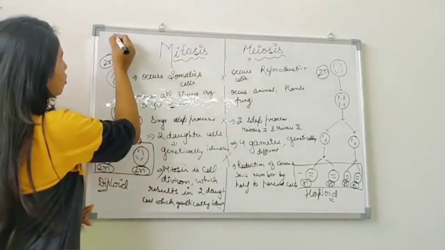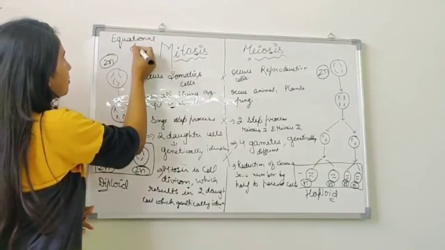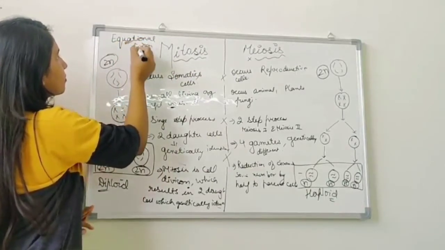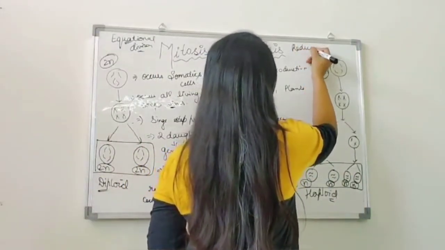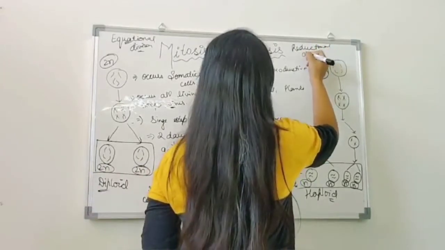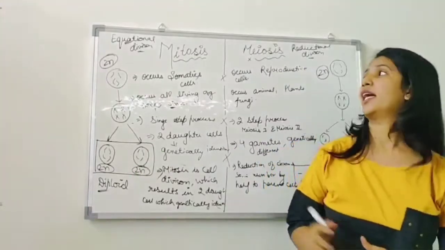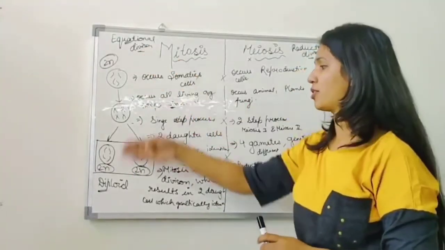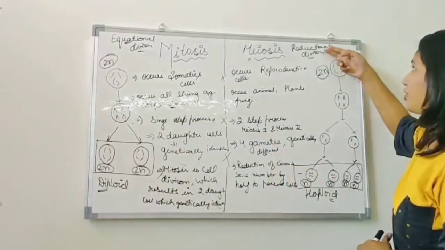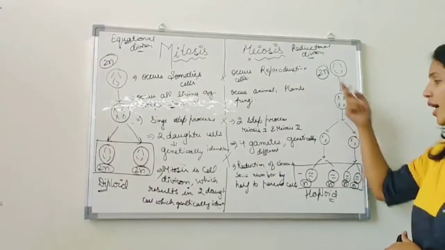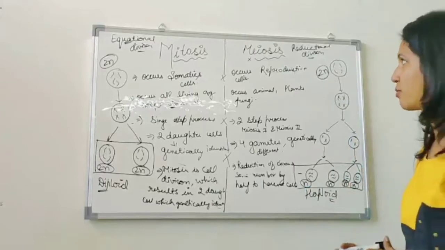Mitosis is also known as the equational division, whereas meiosis is known as the reductional division. So never get confused with the terms and the concept. This is called equational because there's a diploid parent cell and a diploid daughter cell, and this is called reductional division because the parent was diploid and the gametes or the daughter cells were haploid. So these are some basic differences between mitosis and meiosis.